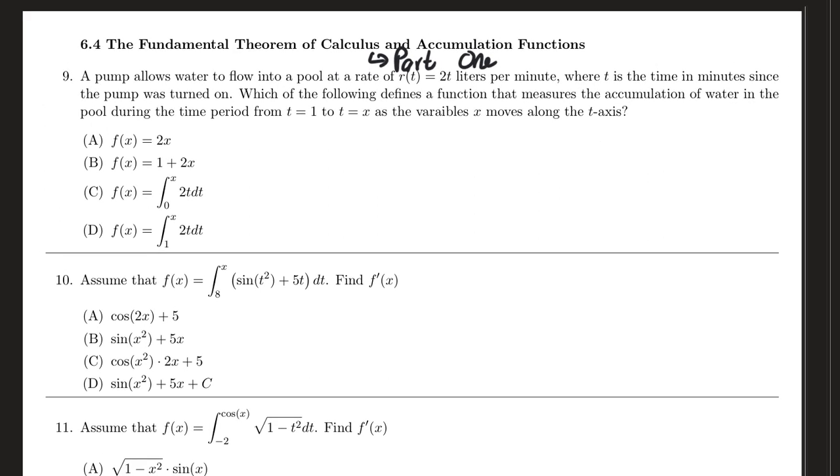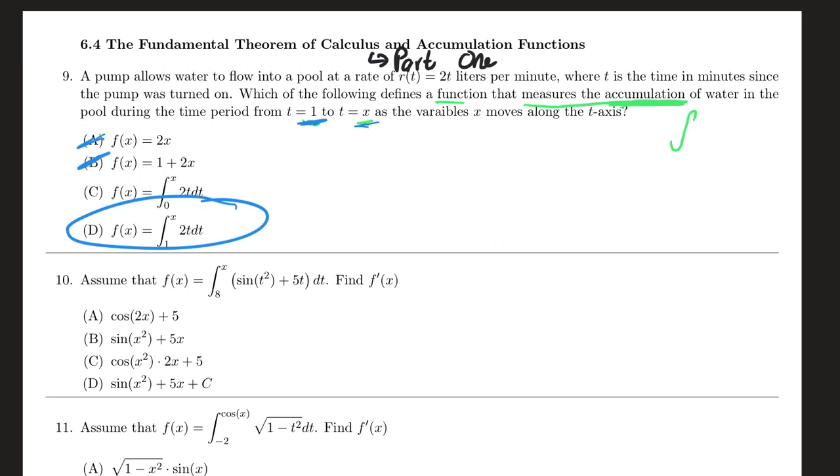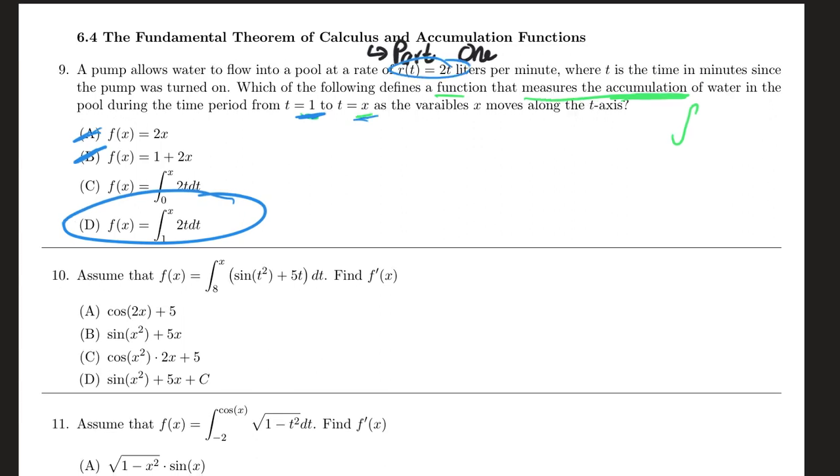All right, so it says, which of the following defines a function that measures the accumulation of water? So accumulation is going to end up turning into an integral sign in the pool from 1 to x. Well, only two of these have an integral symbol, so B and A are out. It should be 1 to x or 0 to x. Well, we're starting at 1 and we're going to x, so the answer just has to be D. All right, an accumulation from 1 to x of whatever function we're talking about.